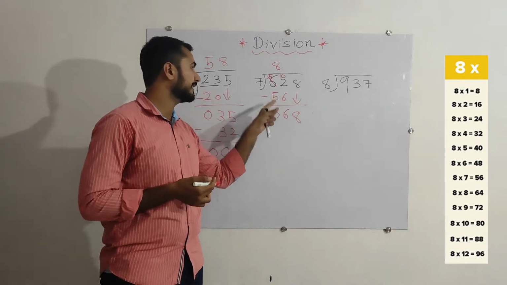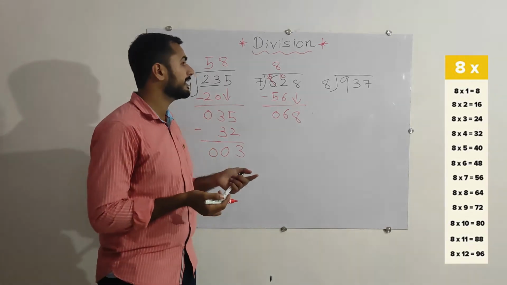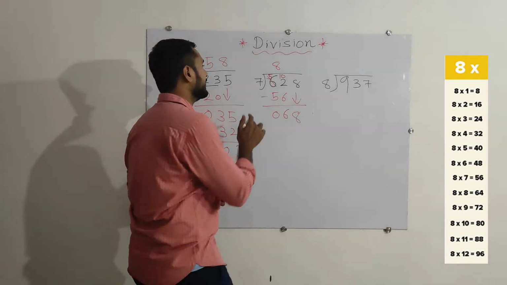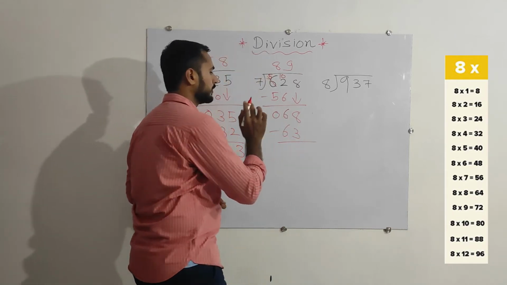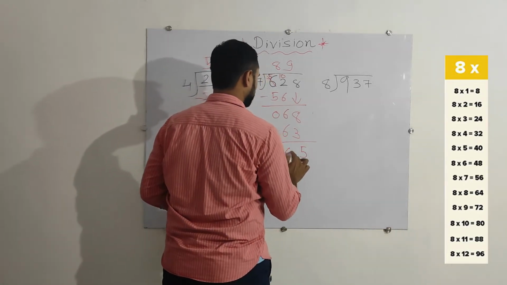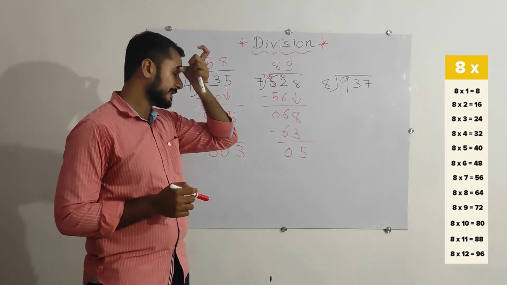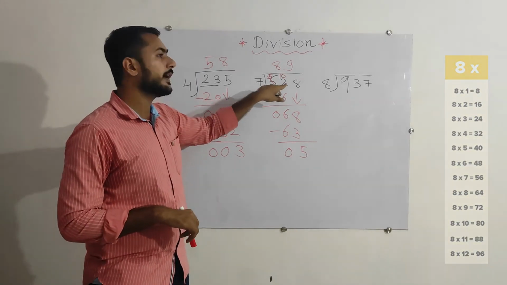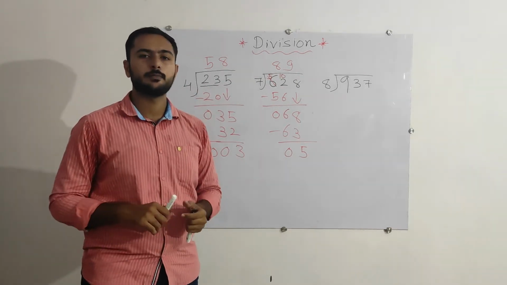Again identify 68 in the table of 7. Is it there? No, because 7 nines are 63 and 7 tens are 70, but 70 is bigger than 68, so we will use 7 nines, 63. Do the subtraction. It will be 8 minus 3 is 5 and 6 minus 6 is 0. Now see here, the 5 is smaller than 7, so our calculation is over. Here 7 is the divisor, 628 is the dividend, 89 is the quotient, and 5 is the remainder.